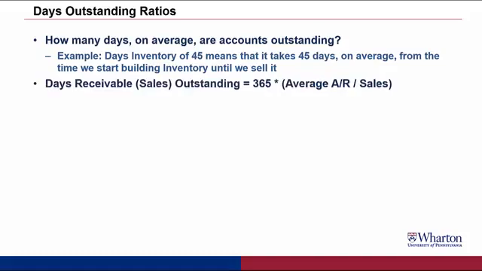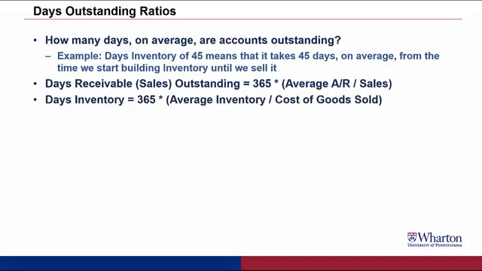So the first ratio we'll look at is we'll transform accounts receivable turnover into days receivable outstanding, or days sales outstanding. And the way to do this transformation is we just take the inverse of the turnover ratio and multiply times 365, and voila, we get this interpretation of the number of days it takes for our customers to pay us.